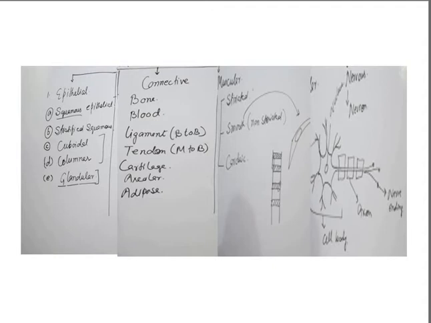Connective tissues include bone, blood, ligaments, tendons, cartilage, areolar and adipose connective tissues, etc. Muscle tissues: striated muscles, smooth muscles and cardiac muscle tissues of different organs in the body of animals.